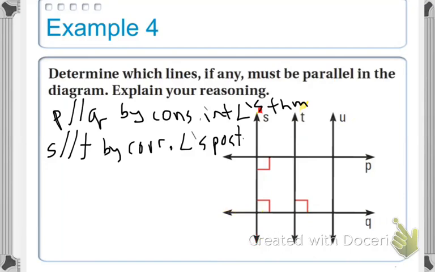Okay, and so right now we know a couple things. We already said that P is parallel to Q, and we also said that S is parallel to T. Now I'd like to look at trying to do something with line U here. Unfortunately, there's not enough information. Those are supposed to be question marks. There's just not enough information with any of the angles. So there's nothing we can say about U.